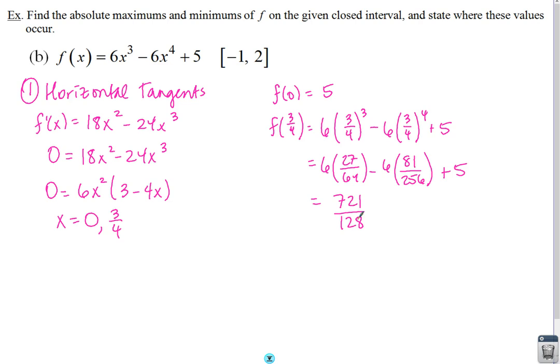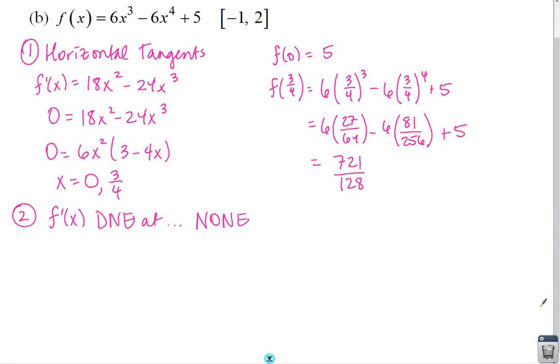Okay, now, step 2, where is my derivative non-existent? F prime of x does not exist at, let's see, my derivative is a cubic function. We know that cubic functions inherently are continuous. They do have odd end behavior, but they're continuous. So there's not a place where my derivative would not exist, so there are no candidates from that area. All right, let's check our endpoints here.